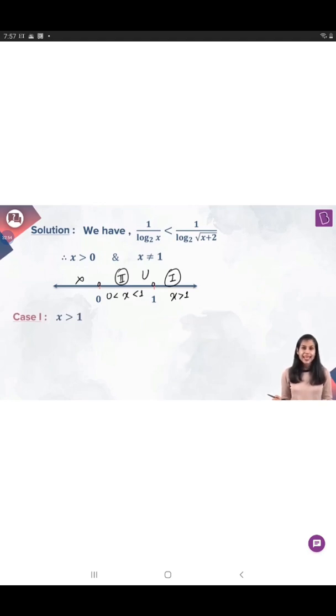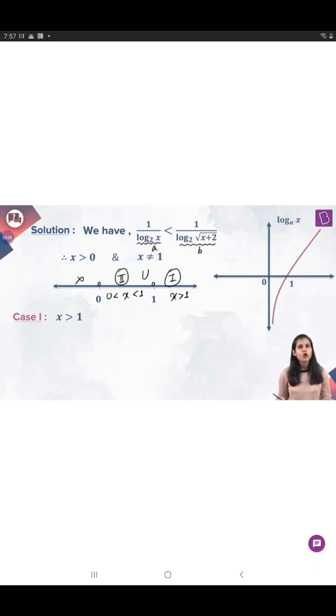Case 1: when x is greater than 1. Let me do one thing. I'll call log x to the base 2 as a and this as b. If x is greater than 1, recall the graph of log x to the base a when a is greater than 1. When input is greater than 1, log is strictly positive. So when x is greater than 1, log x to the base 2 is strictly positive. So I've got a is strictly positive.